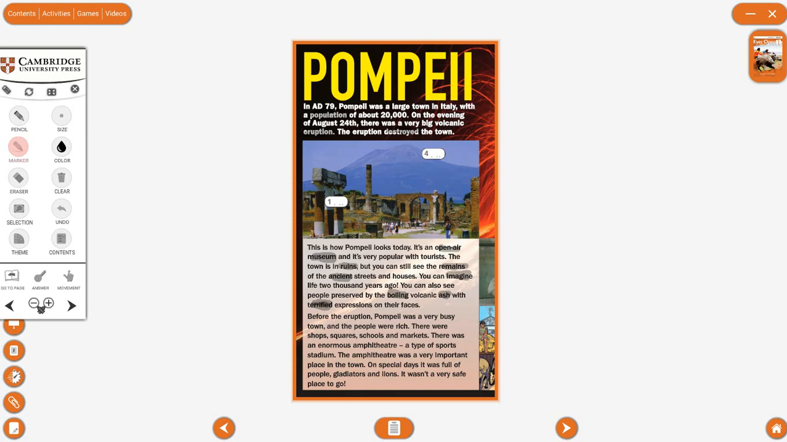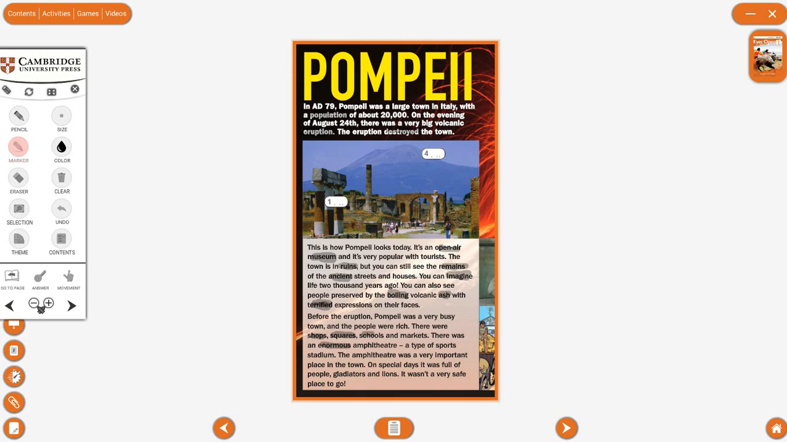Before the eruption, Pompeii was a very busy town. And the people were rich. There were shops, squares, what does it mean, squares? Meydan, schools, and markets. There was an enormous amphitheater. Enormous, what does it mean, enormous?